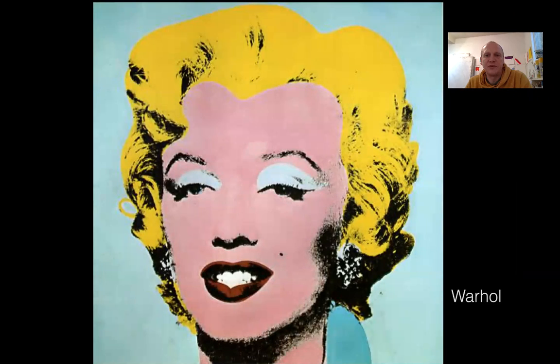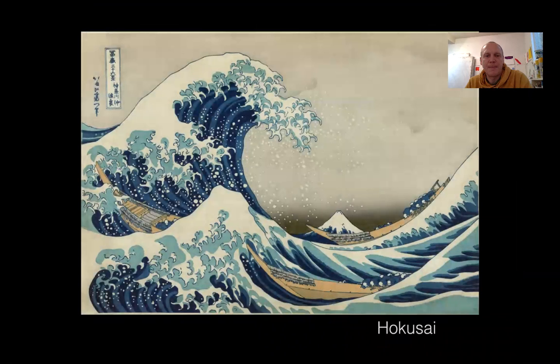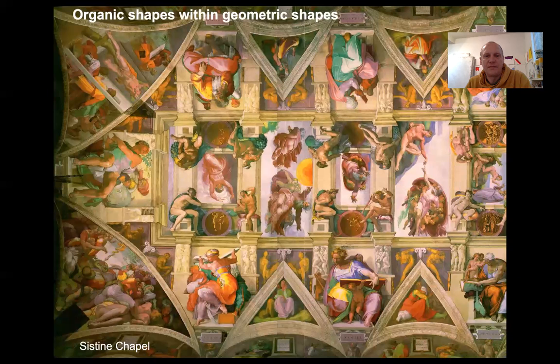Figures are usually organic shapes. Waves, water, organic shapes. And here in the Sistine Chapel, we've got organic shapes being placed into geometric shapes. So all these little scenes happening that are contained within these geometric boxes.